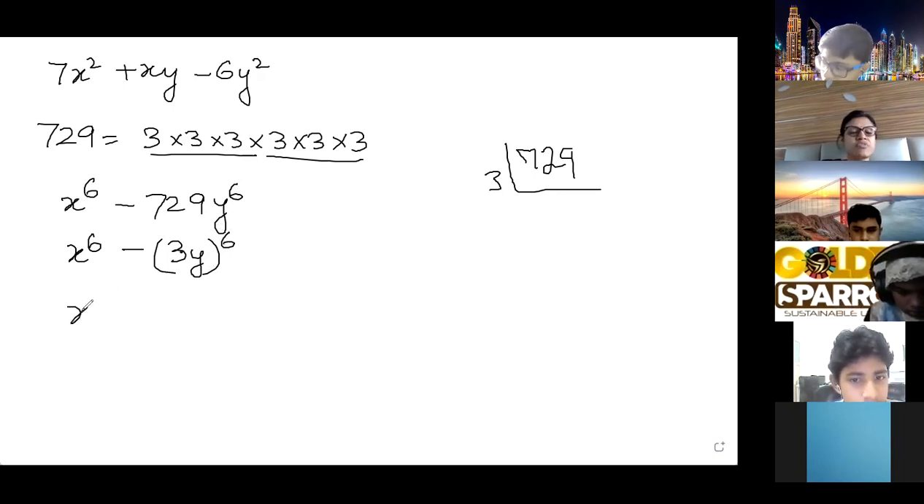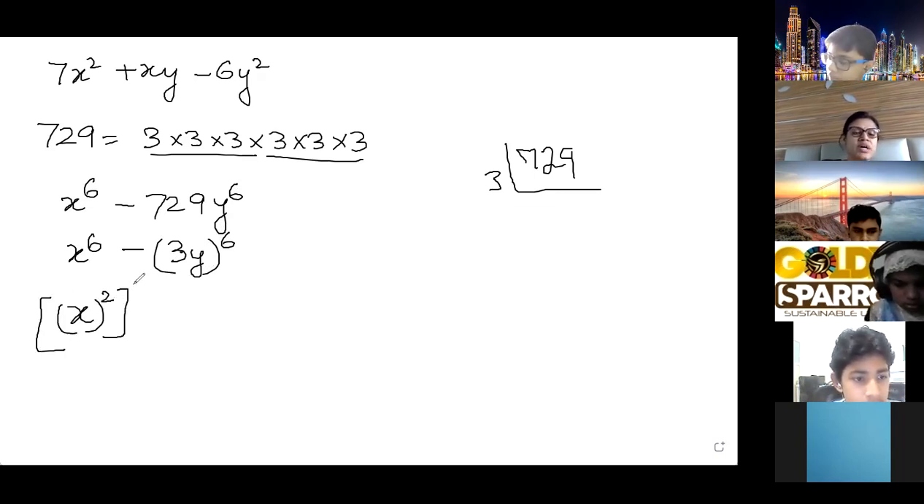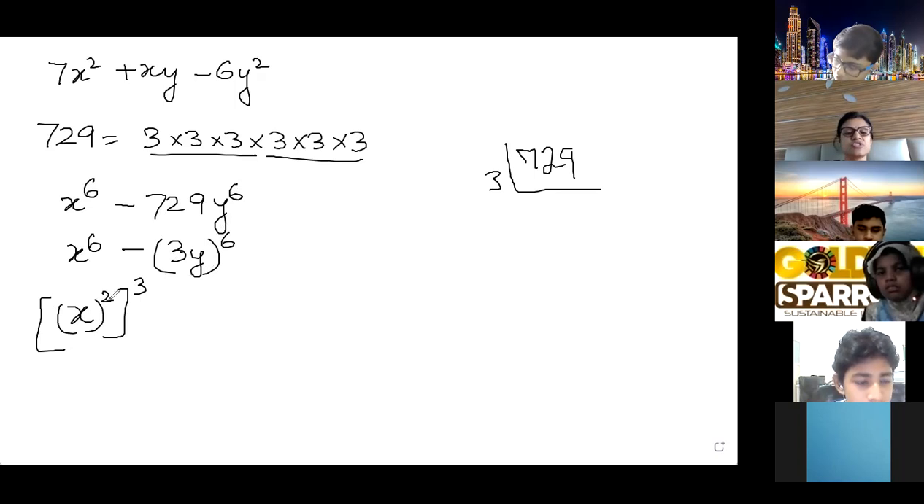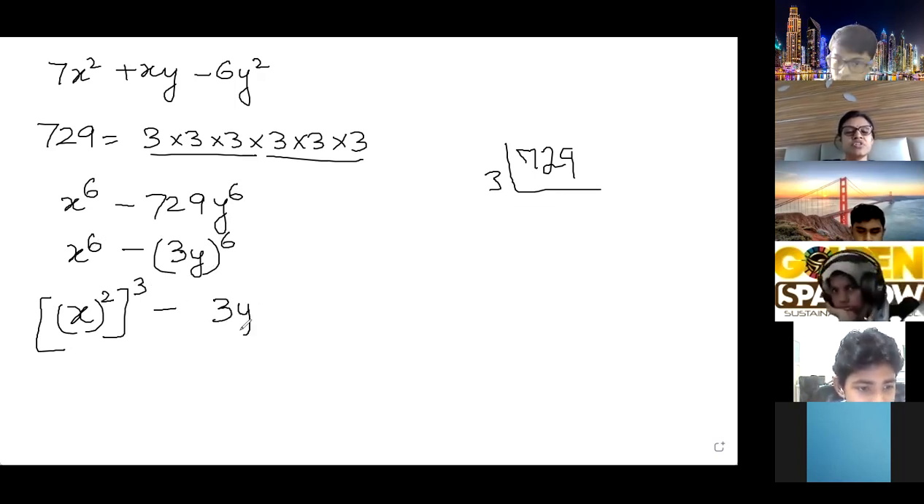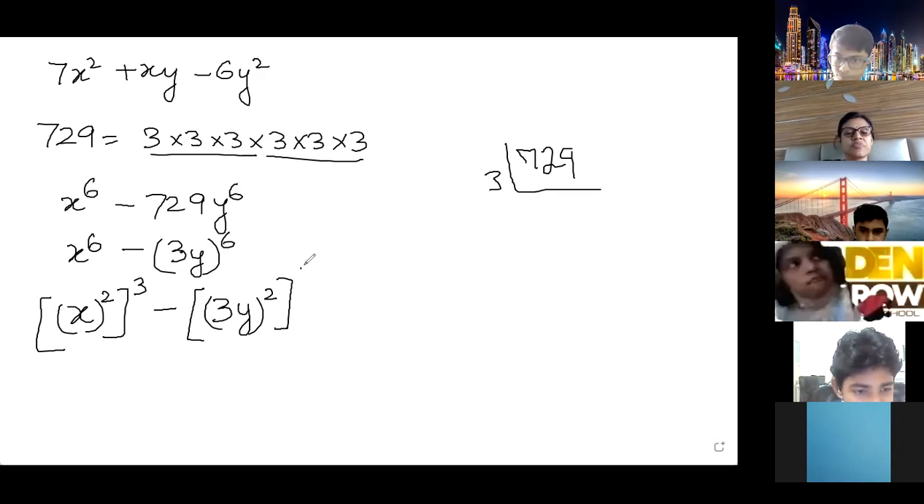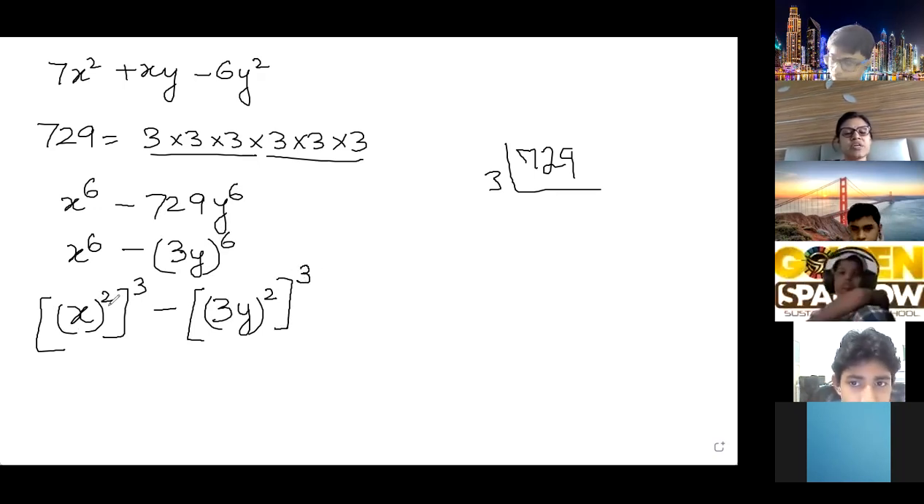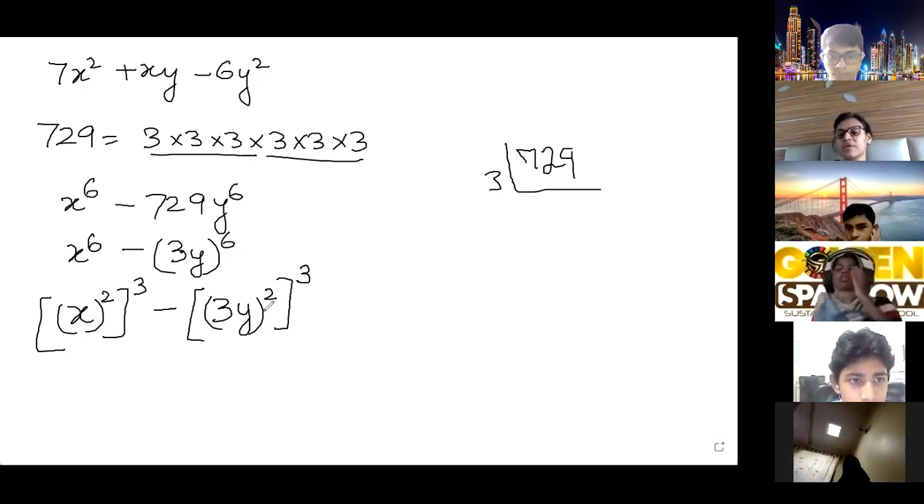Again, because I was changing it into the cube formula, I made x square, and 3. Remember the exponent rule: when you have power to the power, it gets multiplied. So 3 twos are 6, so it is correct. And here I will make it the square of 3y, because I'll do it in the same identical way. And this is cube. So I got x square. Now I'll use the a cube minus b cube formula, where a is x square and b is 3y whole square. Is it clear?